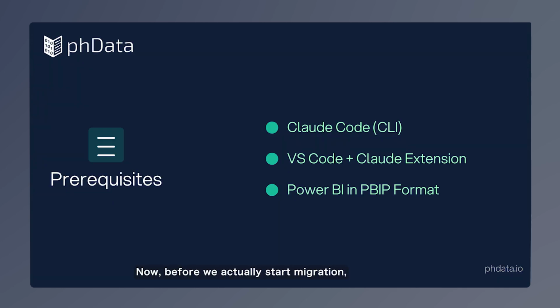Now, before we actually start the migration, what are all the prerequisites that we need? First of all, you need Claude Code CLI because we'll be using VS Code here. So you'll need VS Code and then we'll be downloading the Claude extension in VS Code. I will show you how to download that extension and how to make use of that.